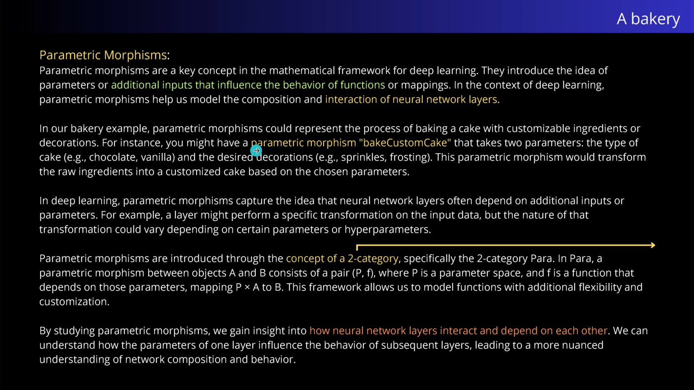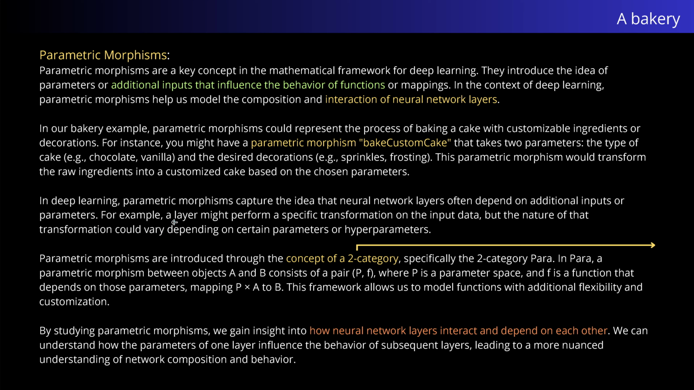In our bakery example, a parametric morphism could represent the process of baking a cake with customizable ingredients or decorations. Bake custom cakes, sprinkles, frosting, yes, of course. In the real world of deep learning, the parametric morphism captured the idea that neural network layers often depend on additional inputs or parameters. A layer might perform a specific transformation on the input data, but the nature of that transformation could vary depending on certain parameters or hyperparameters, for example.